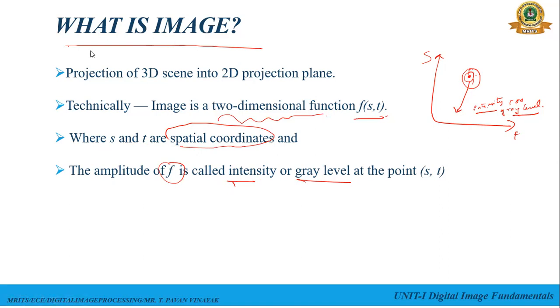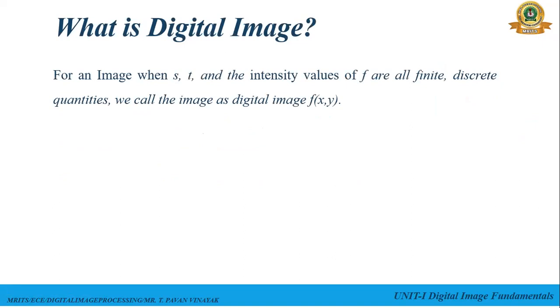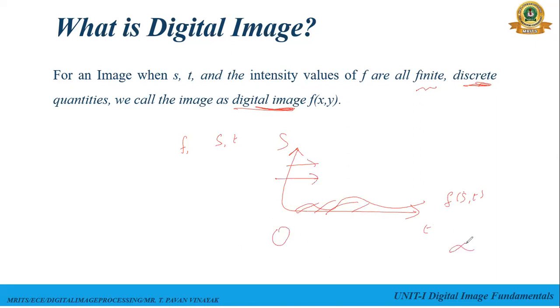Okay. Then, what is digital image? So digital image is nothing but image. Already we learned the definition of image. When the values, f meaning amplitude, and spatial coordinates are finite and discrete, then we call it a digital image. Okay? Because previously, we defined image as a two-dimensional function f of s comma t, so everything is continuous. The information is continuous, meaning the coordinates consist of 0 to infinity values. But in a digital image, the values are finite as well as discrete.